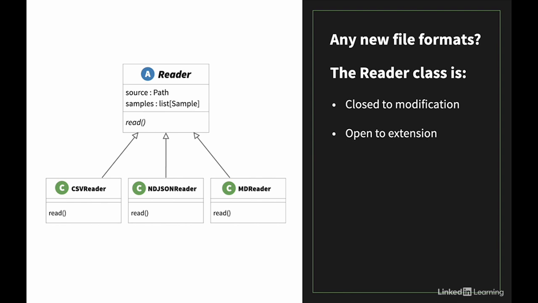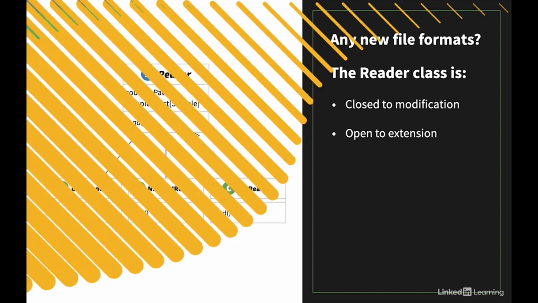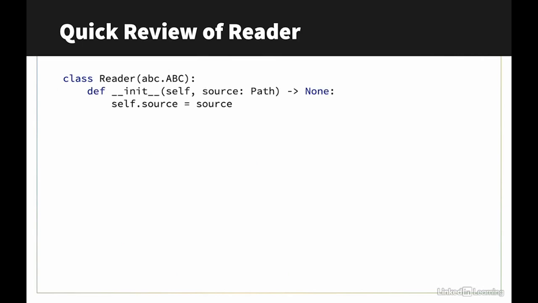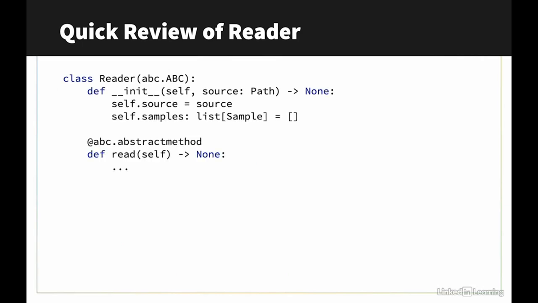A design with good interface segregation and Liskov substitution applied tends to have classes which can be extended by creating subclasses. There's no need to modify classes to add new features. The reader class seems to fit this pattern. Consider this example of the reader class. I want to focus on the read method, defined here as just an abstraction.